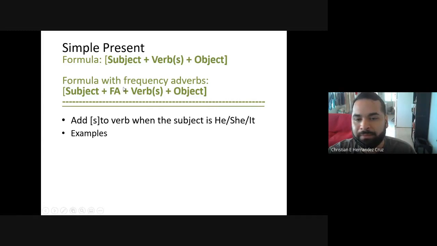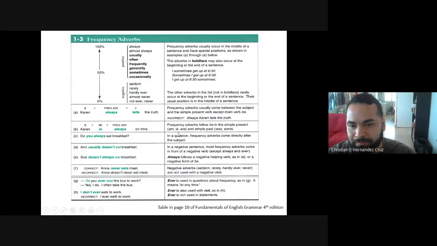There's also a formula with frequency adverbs, which is the same thing. So because you have subject, we have verbs, we have object, but we have the frequency adverb in between the subject and the verb, which actually was mentioned somewhere along here. Frequency adverbs usually come between the subject and the simple present verb.